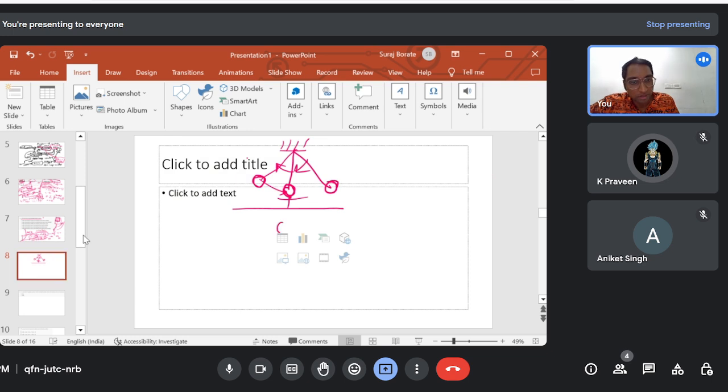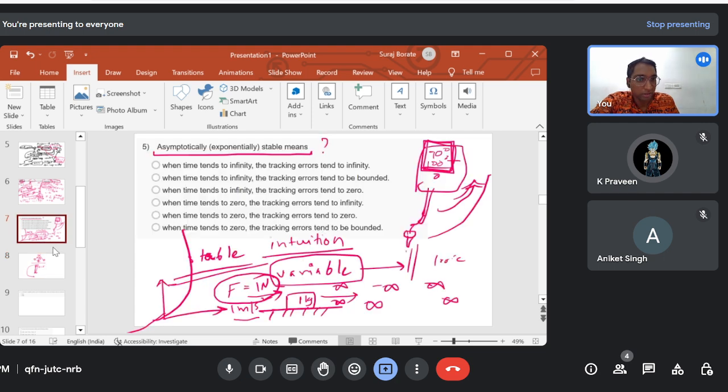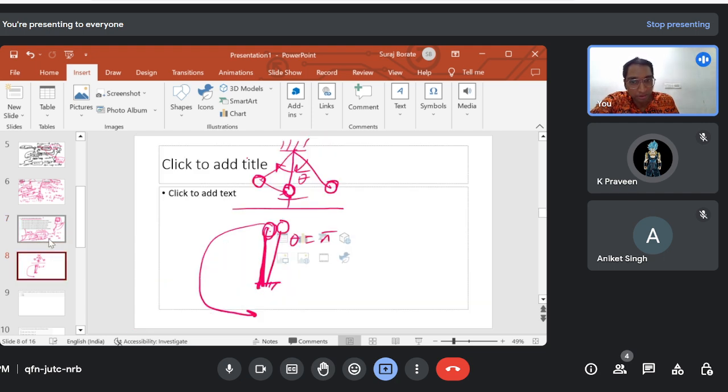If you see the opposite case, let me draw it straight. This is theta equal to pi. If this is theta, then this is theta equal to pi. This particular equilibrium point is an unstable equilibrium point. If I leave it from here, then it will go down. It will not come back to this position, right? So stability can also be seen from that perspective.